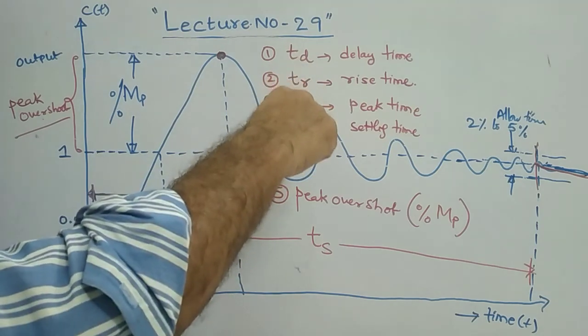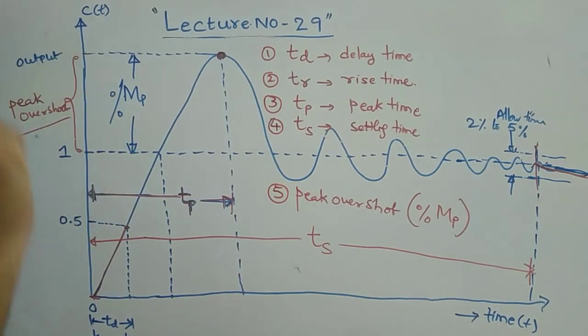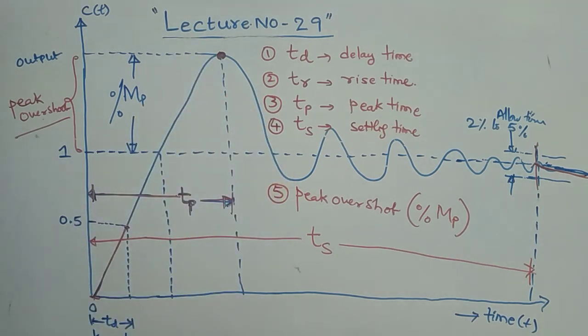For all these parameters, TD, TR, TP, TS, and MP, there are formulas, and I will explain them in the subsequent presentation, and we will solve the previous questions asked in GATE examinations as well as UPSC AES examinations. I am going to solve all the questions of this topic in the next presentations.